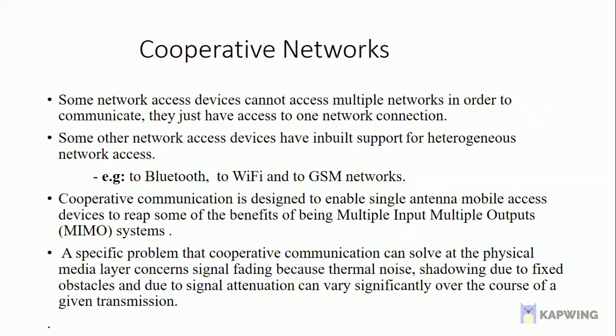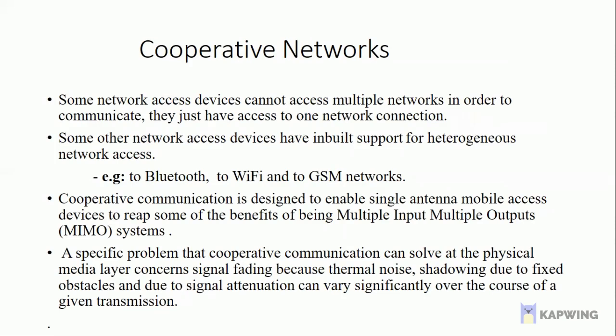Then cooperative networks. So what are cooperative networks? Some network access devices cannot access multiple networks in order to communicate, so they just have access to one network connection. Some other network access devices have inbuilt support for heterogeneous network access, for example Bluetooth, Wi-Fi, or GSM networks.